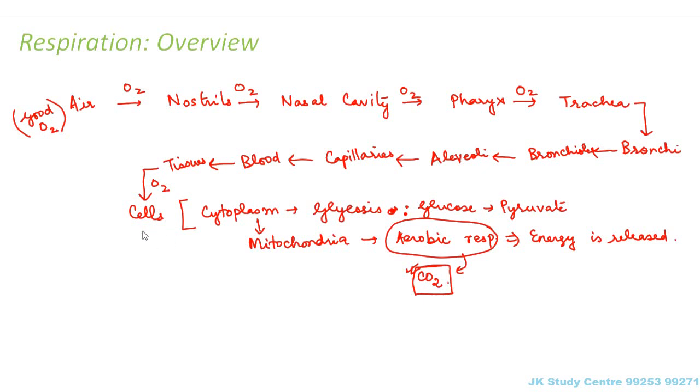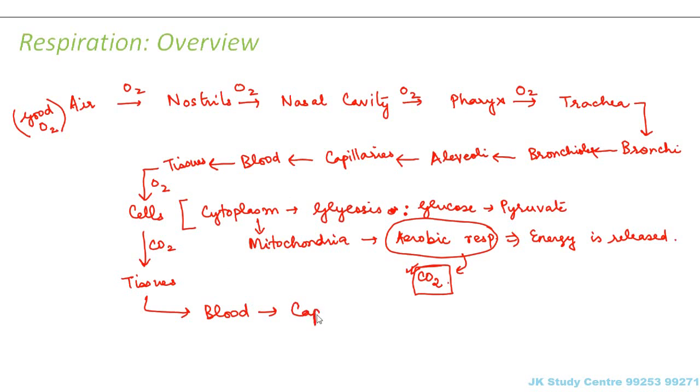So what will the cell do? These cells will throw this carbon dioxide out and send it back to the tissues. So what will the tissues do? The tissues also do not want this carbon dioxide. So the tissues will send it back to the blood. Blood means the blood vessels. I am not talking in detail about how it is getting transported, because that part we will see in transportation.